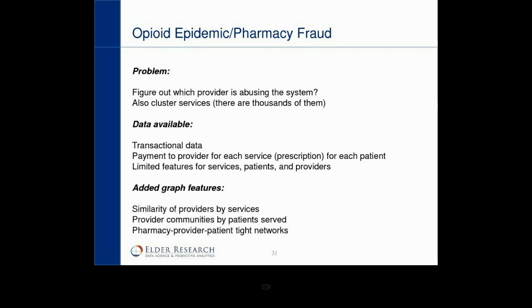And so if that's the case, going back to our second webinar, how can we use graphs to tie people together in a way that maybe people would not have thought of before? So again, we're looking at similarity of providers by services. We're trying to do provider communities by patients. Just to give you a little more insight, there are certain providers that share patients, which would make sense. And then pharmacy, provider, patient type networks. We need to find these networks of individuals together.